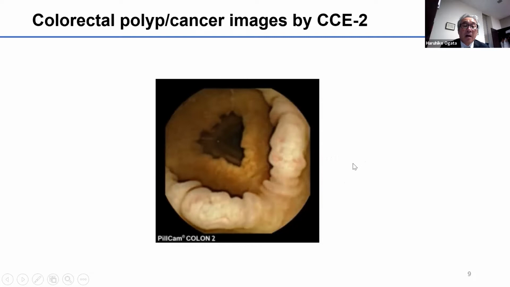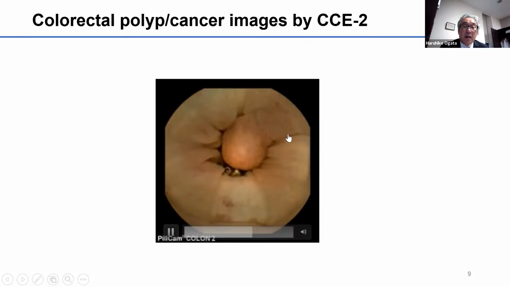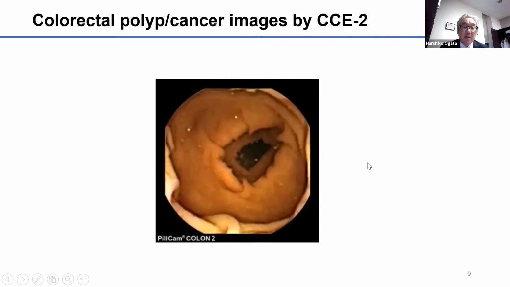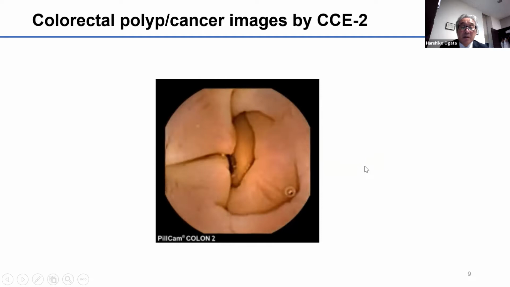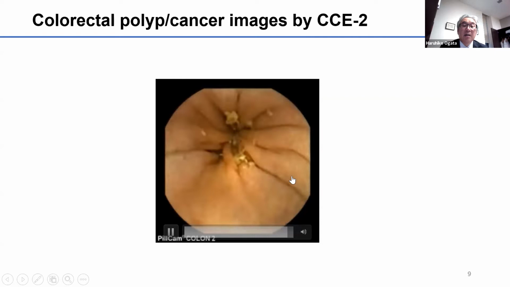And then you can also take a look at the small polyps. You can see that soon. Here you can see that. And then the capsule moves to the descending colon, the sigmoid and rectum. You can take a look at the small polyps in the descending colon here. And then it moves to the sigmoid colon. You can see a much bigger polyp or other cancer in the left sigmoid colon. Then finally, it reaches the rectum, and you can see the hemorrhoid at the anal verge like this.